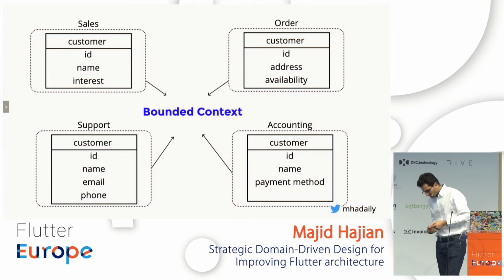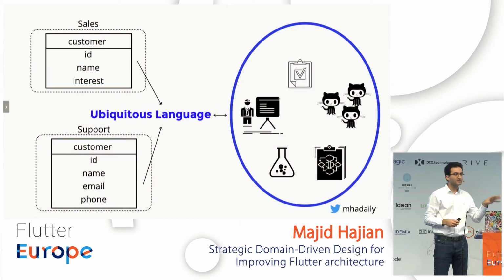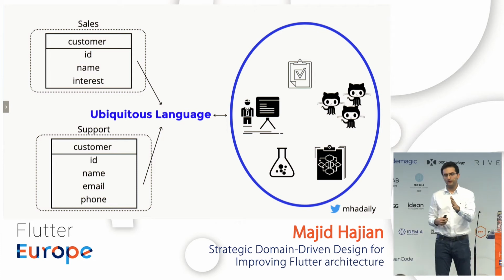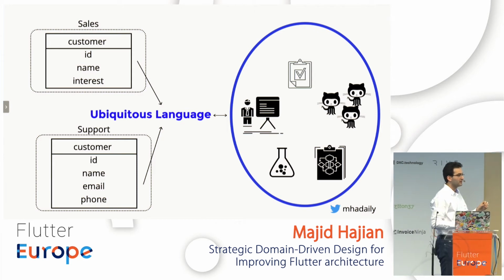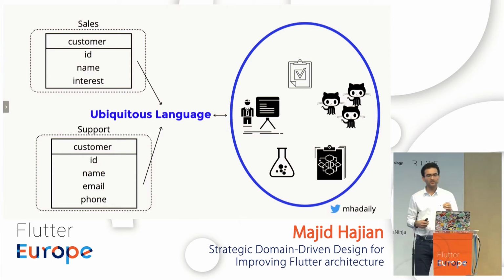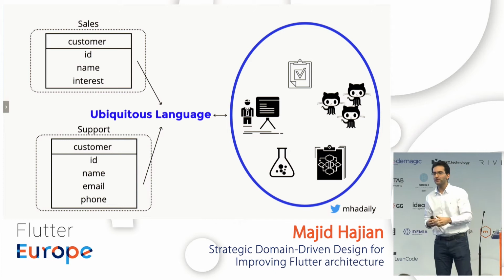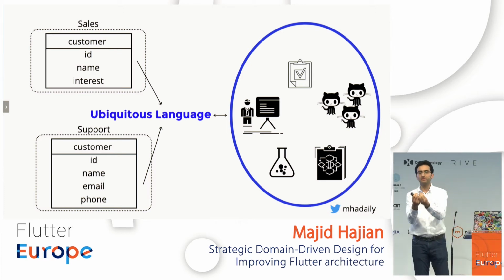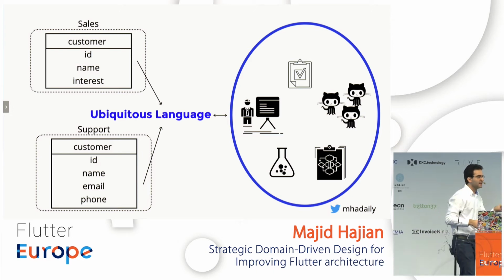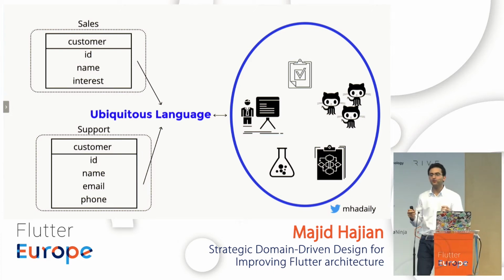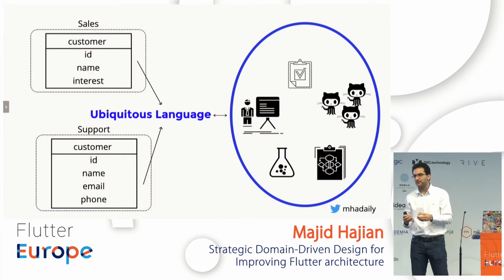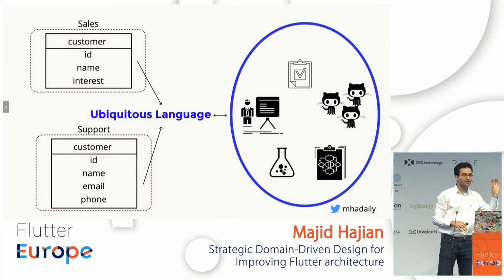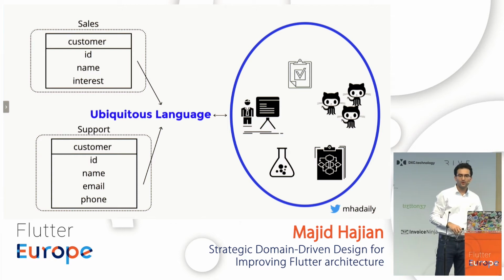In each bounded context, there is a language which is called ubiquitous language. That means everyone in the team, business, analysts, whoever is working or supposed to work in that subdomain, talks the same language. And domain-driven design says that you don't need to unify the language for the whole system. It doesn't make sense. You just need to unify the language for the subdomain. So the language about customer in sales may be different from another subdomain.